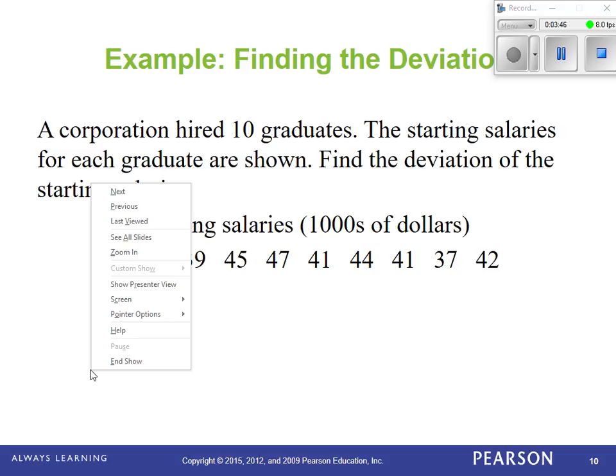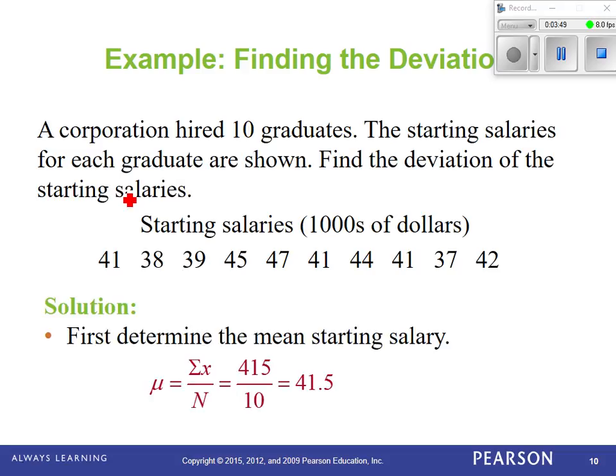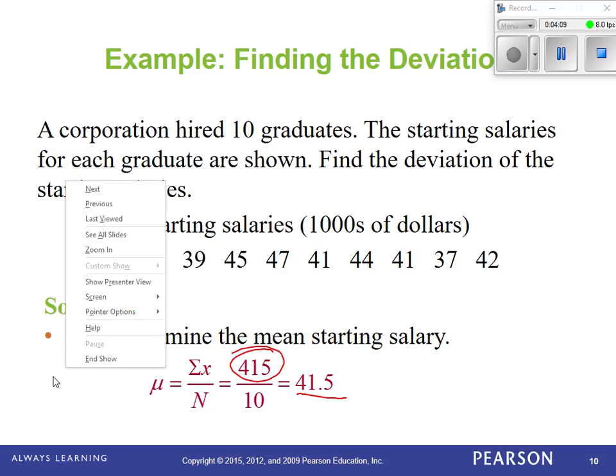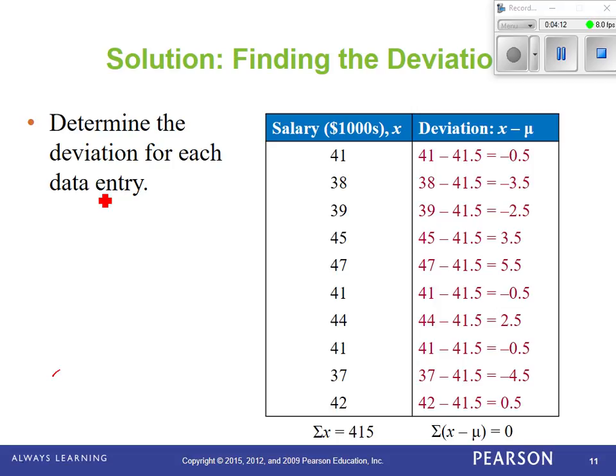First thing we want to do is find the mean. So we add them all up. We get 415. Divide that by 10, and you get mu, or the mean, is 41.5. So the mean salary of these graduates is about $41,500. Then once we have that, we take each X, so 41, and subtract whatever the mean is. So 41 minus 41.5, then 38 minus 41.5, then 39 minus 41.5.